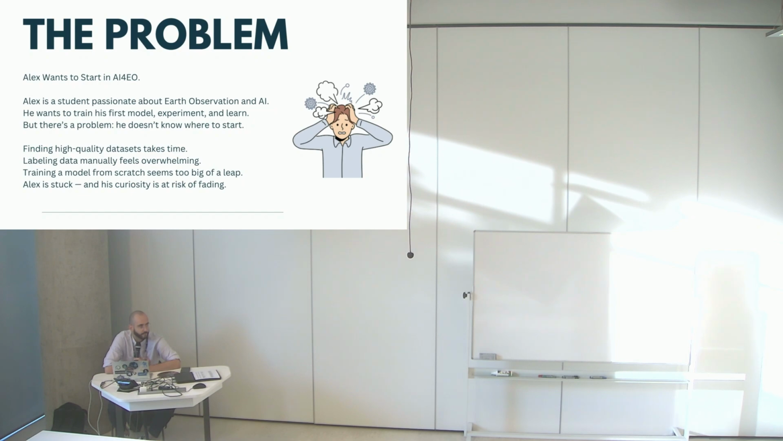I mean, there is a lot of data fragmentation, as you may know, a lot of different websites where Alex can go to check datasets, to check models, and he doesn't know where to start. So finding these datasets takes time. Labeling data, if you label datasets, consumes a lot of time and can feel overwhelming, and training a model from scratch also seems to be quite difficult if you are not into AI. So Alex is stuck there, and his curiosity is at risk of fading.